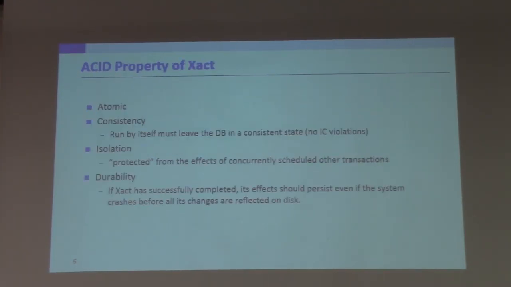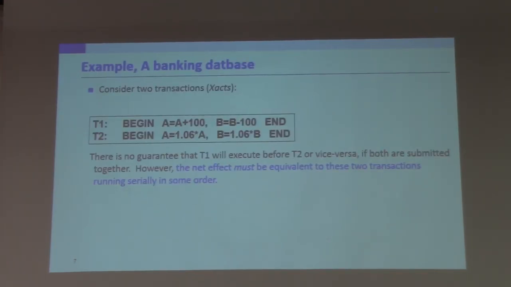So this actually is the review of ACID properties. I will skip all those. I will go directly to this example where I have used this example already, this balance transfer between two accounts, right? So I have two transactions. Transaction one basically says I'm going to move balance between two of my accounts. I'm going to move $100 from account A to account B.